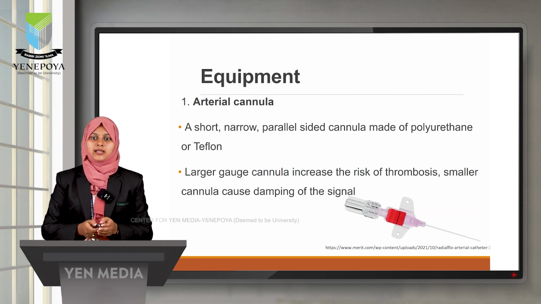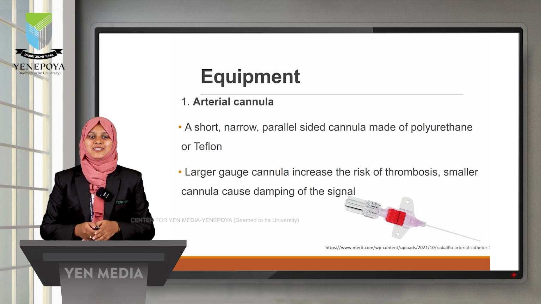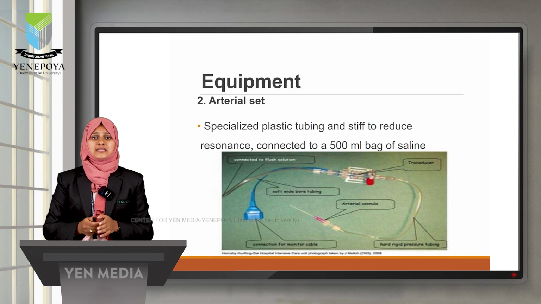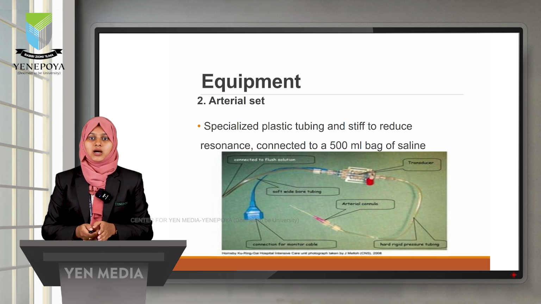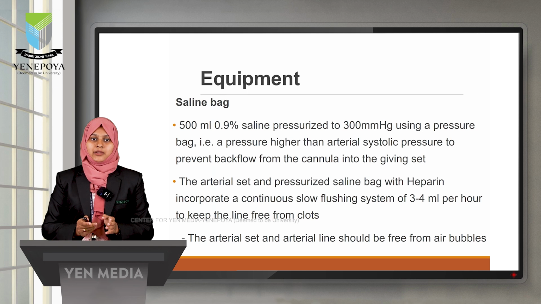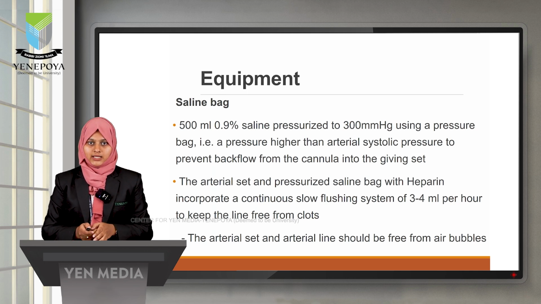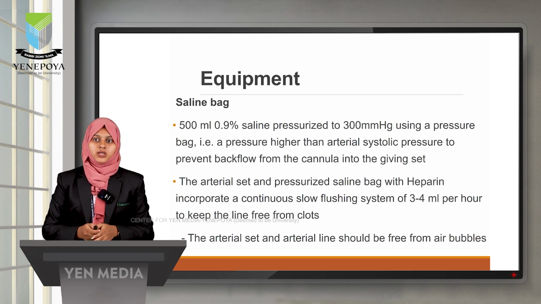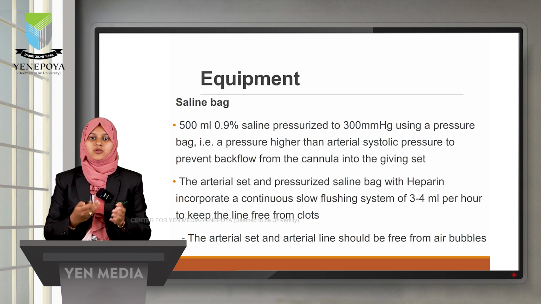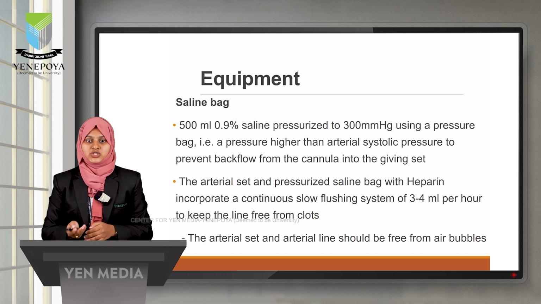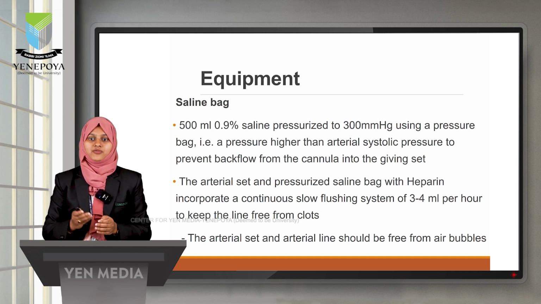Then the equipment used for arterial cannulation: a short narrow parallel sided cannula made of polyurethane or Teflon. A larger gauge cannula increases the risk of thrombosis, a smaller gauge cannula causes damping of signal. The second equipment is the arterial set. It is specialized plastic tubing to reduce resonance, connected to a 500 ml bag of saline. The saline bag is 500 ml 0.9% saline pressurized to 300 millimeters of mercury using a pressure bag, which is higher than arterial systolic pressure, to prevent backflow from the cannula into the giving set. The arterial set is a pressurized saline bag with heparin incorporated and a continuous low flushing system, 3 to 4 ml per hour, to keep the line free from clots.